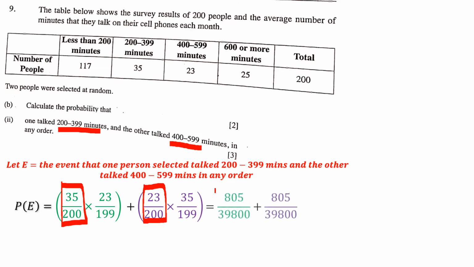Okay. So now let's multiply 35 times 23 is 805. And 23 times 35 is again 805. 200 times 199 is 39,800. And again, 200 times 199 is 39,800. We add them, we get 1,610 divided by 39,800. When we divide them, we get this long decimal, but if we round to two decimal places, we get 0.04. And so 0.04 is the correct answer for this one.